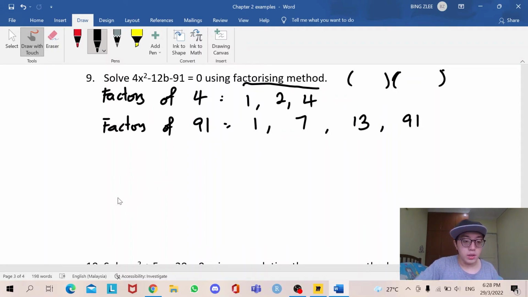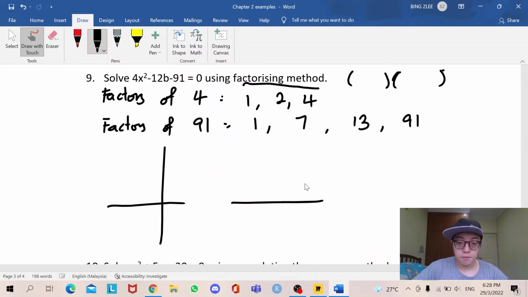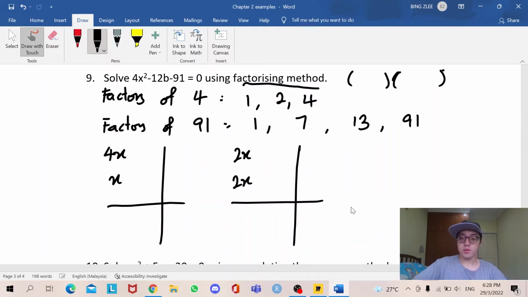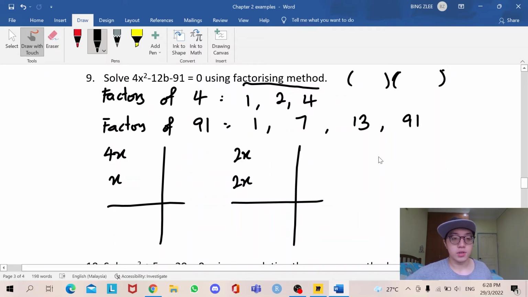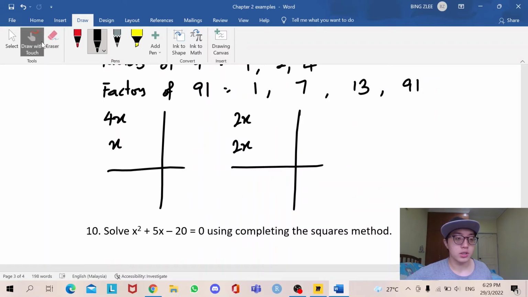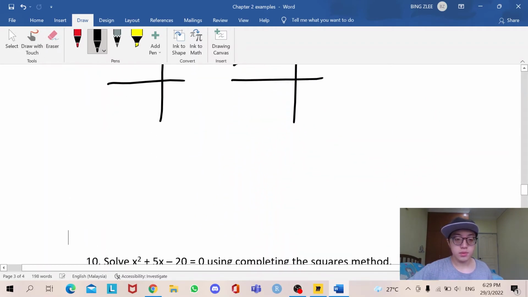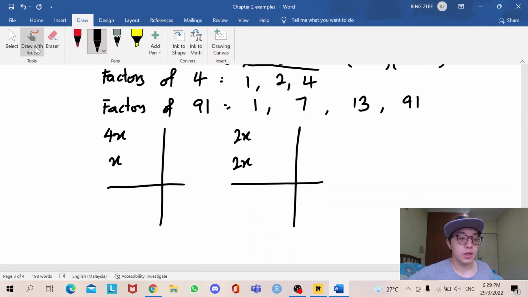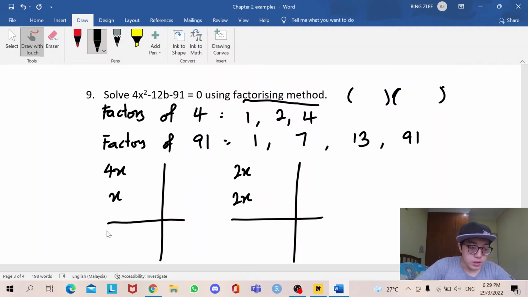So now we are going to make this thing here. We have two possibilities. For the first part, we can either have 4x and x or 2x and 2x. So we're going to try and error to see which one is actually the one that we are looking for. First we're going to go to the 4x and x. So this is 4x squared, and this has to be negative 91, and this has to be negative 12x.